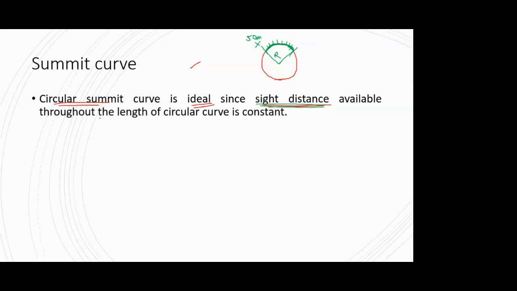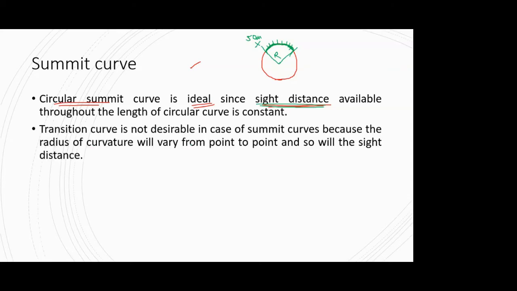So that's why the circular summit curve is considered as an ideal one. And this is the important thing: we have seen what a transition curve is. Transition curve we have mainly seen in horizontal alignment, or in the case of a horizontal curve, it is required so that you can have a gradual change of your radius and a gradual change of your cross section because you have to introduce the superelevation.